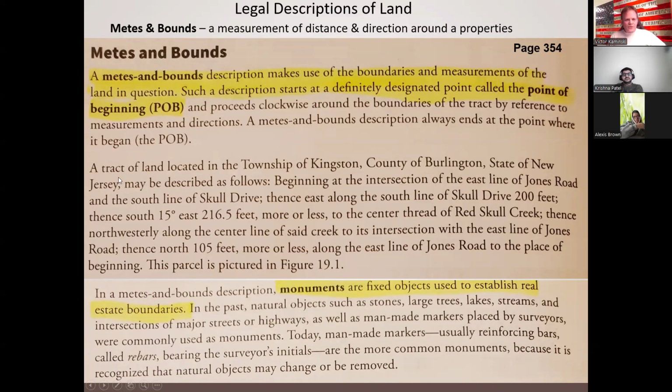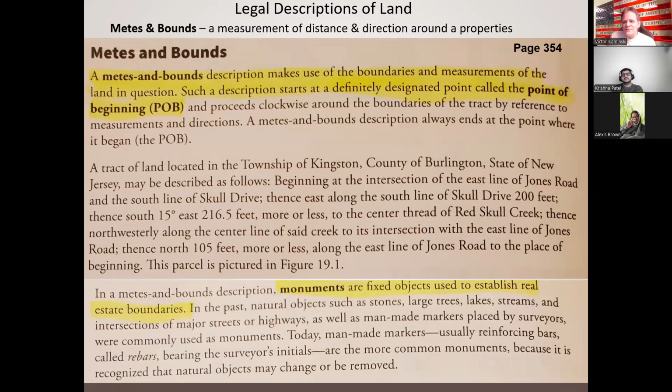It could say, a tract of land located at the township of Kingston County in Burlington, state of New Jersey, may be described as the following. Beginning at the intersection of the east line of Jones Road and the south line of Skull Drive, thence east along the south line of Skull Drive for 200 feet, thence south 15 degrees east 216.5 feet more or less to the center thread of Red Skull Creek, thence northwesterly along the center line of said creek. You know, that's basically the way that they would write these.